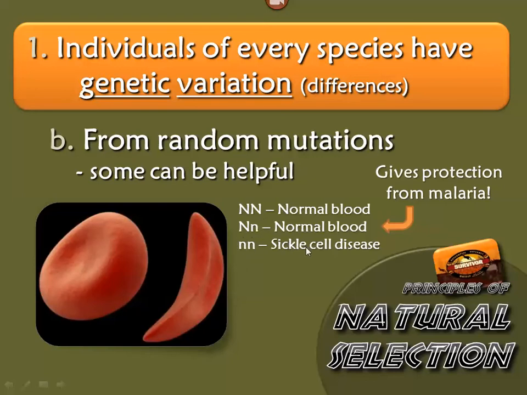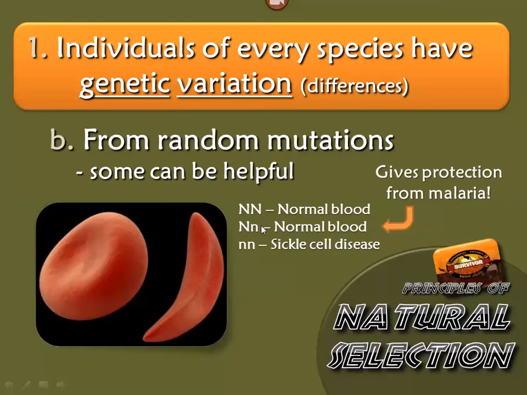Not a good thing if you end up with the disease itself, but this mutation actually has, over time, led to a large number of people who are actually protected from malaria because of their genotype. So they're actually better off than if you had two big N's like many people do. These people have normal blood, but they have no protection from malaria.